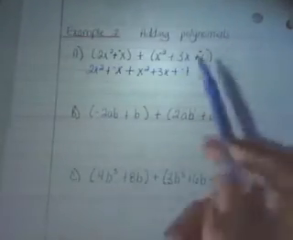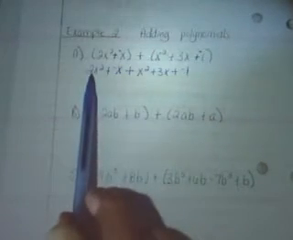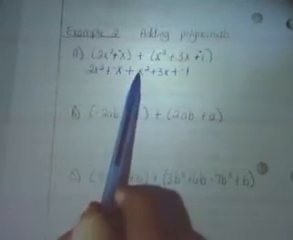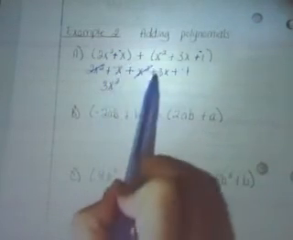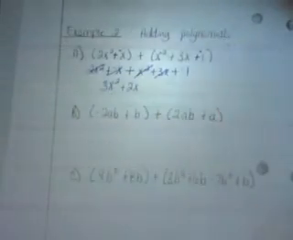Again, looking for your like terms. Let's look at our x squareds. 2x squared plus x squared. That's going to give me 2 plus 1 is 3x squared. Mark them out after you combine them. Then we have just our x's. I have negative 1 plus 3, which gives me plus 2x. And then that leaves me with minus 1.